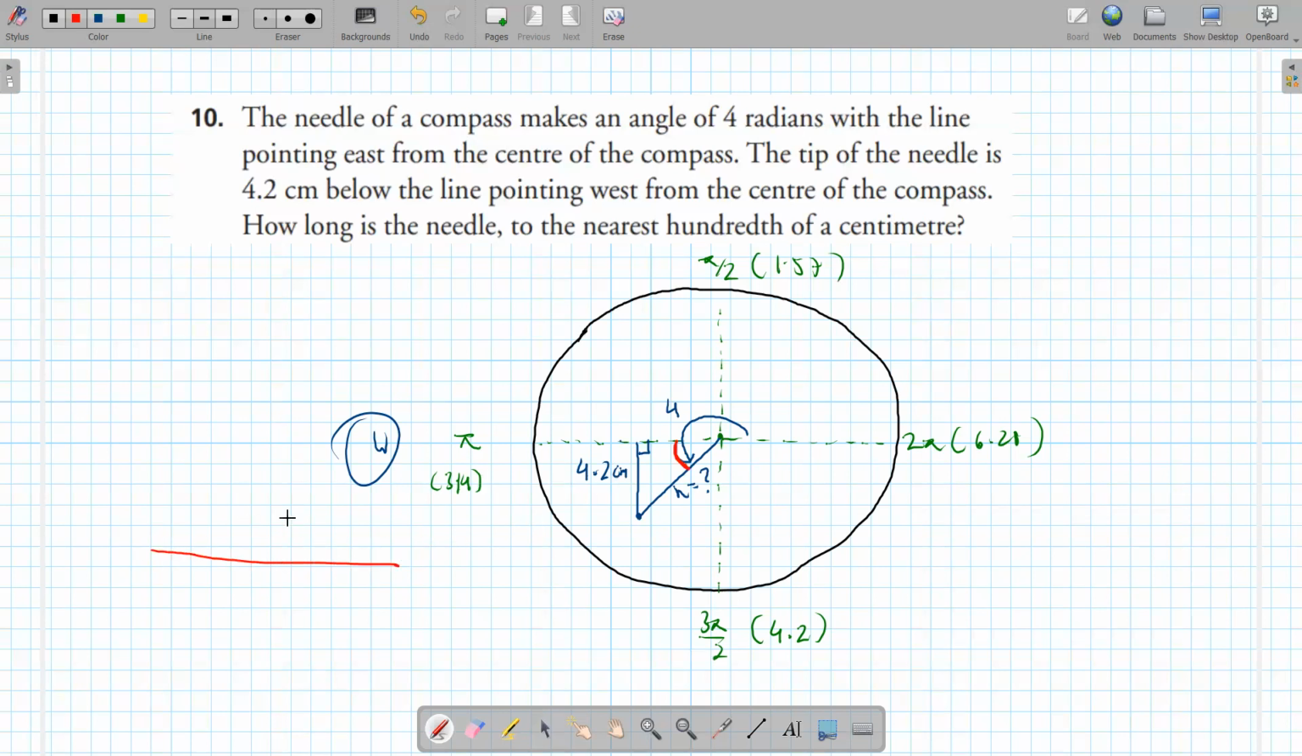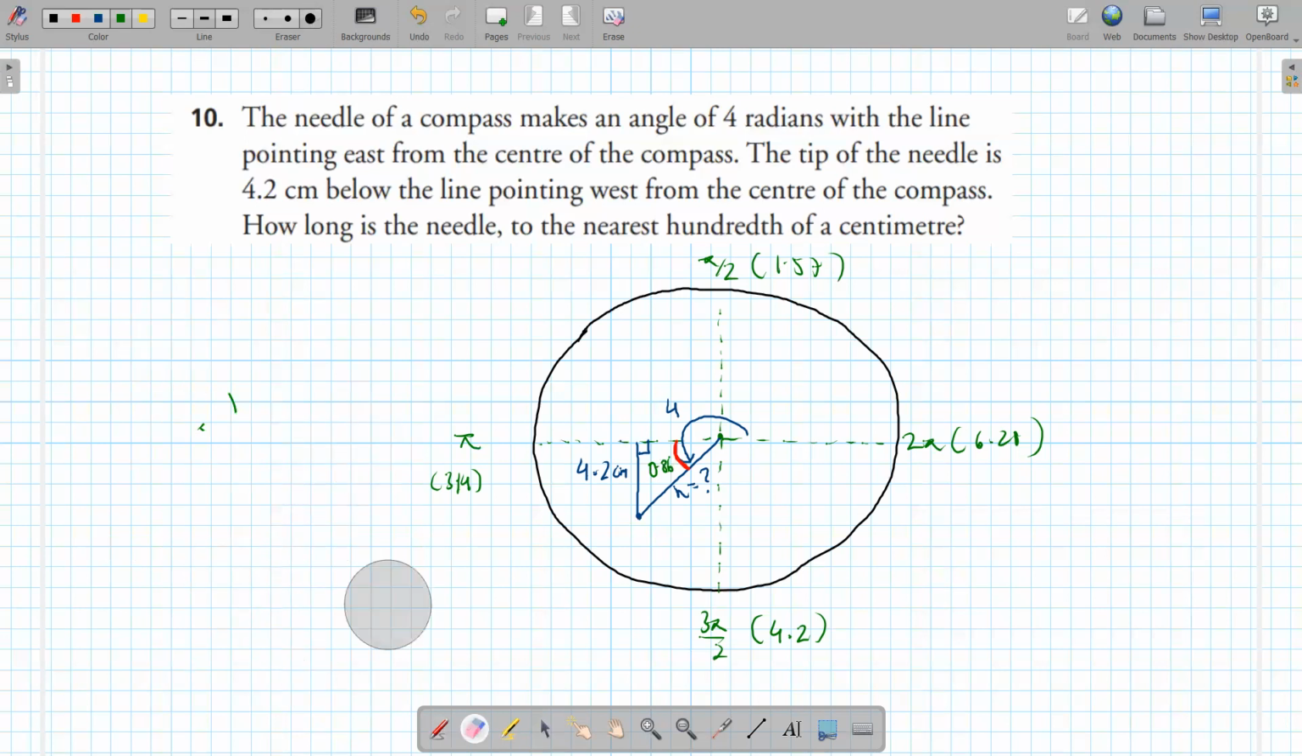Think about it. If this big angle is 4, and we were trying to find this angle, we're just asking ourselves, how far from 3.14 are we? So all you have to do is 4 minus pi, or 4 minus 3.14, and you will get that acute angle. So that's going to be 0.86. 4 minus 3.14 is 0.86.